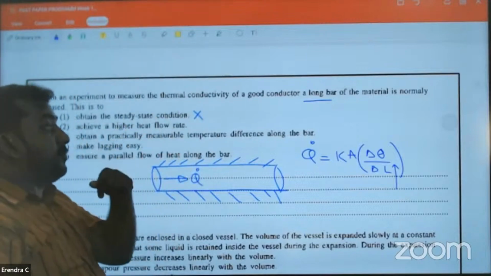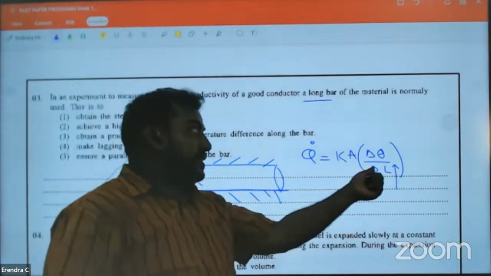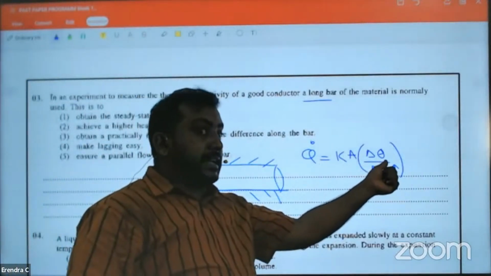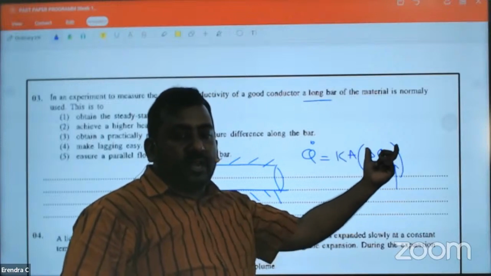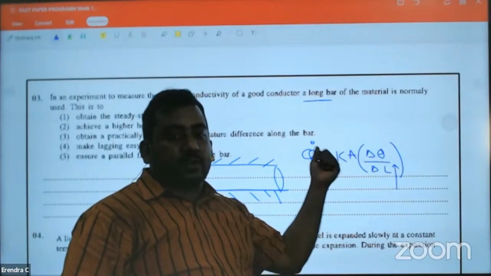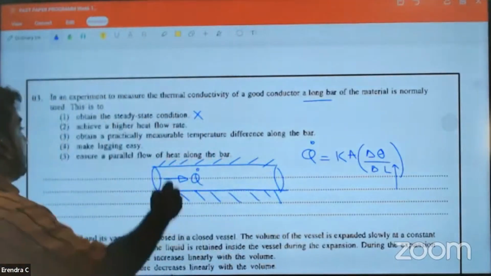Achieve higher heat flow. Now, somebody looking at this will say, sir, if L increases, the temperature gradient reduces. The problem, no? Temperature gradient reduces means Q dot will reduce. So that will not achieve higher heat flow.